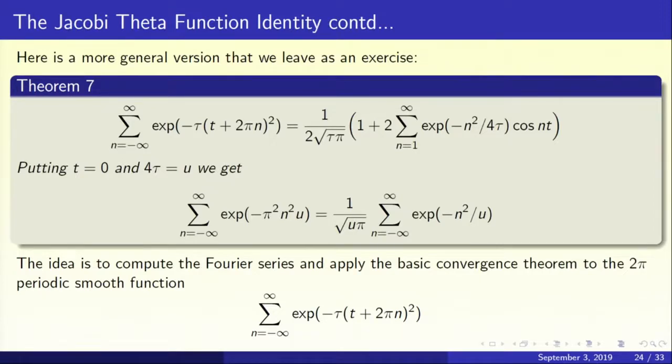The idea is exactly the same as the previous one, namely you take this last expression in the displayed slide, f of t equal to summation from minus infinity to infinity e to the power of minus tau into (t plus 2 pi n) squared. Again, that's a 2 pi periodic function. Repeat the calculations with the tau factor thrown in, get the Fourier series and apply the basic convergence theorem, and you get theorem number 7 and the special case after putting t equal to 0.